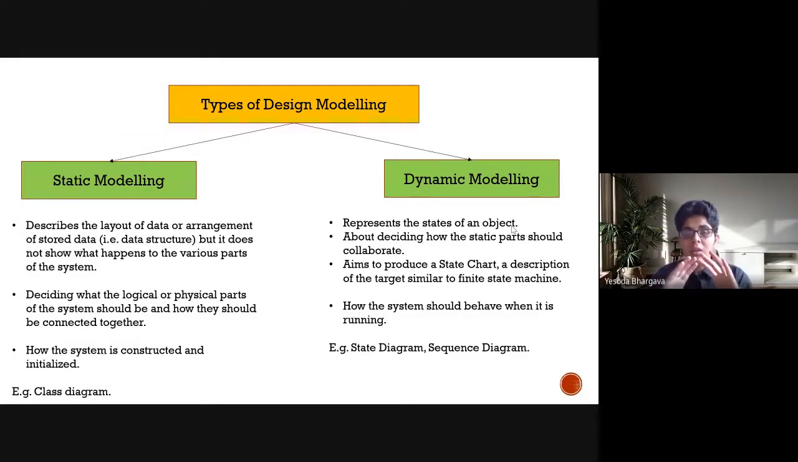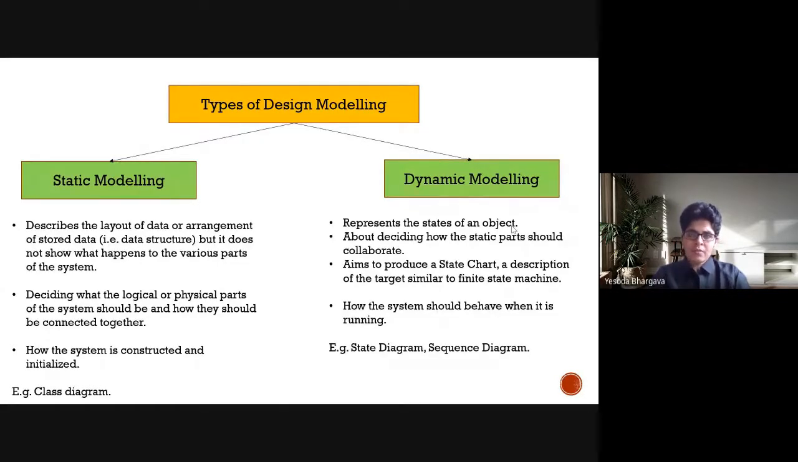In dynamic modeling, you're also telling how information is flowing across the system. So basically, it's about deciding how the static parts should collaborate with each other to ultimately explain what the system is doing. And sometimes it also has some trigger points depending on the different types of dynamic models. One of the models is the state diagram, the other is the sequence diagram.